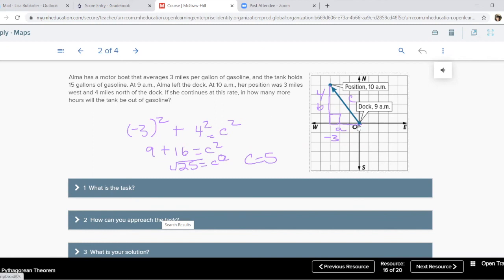So if she gets about 3 miles per gallon of gas, okay, so that would be in 1 hour she did 5 miles, right? So 2 hours she would do 10 miles. 3 hours she would do 15 miles, right? So let's see. So that would be 5, 6, 7, 8 hours. Okay. So I hope that makes sense.